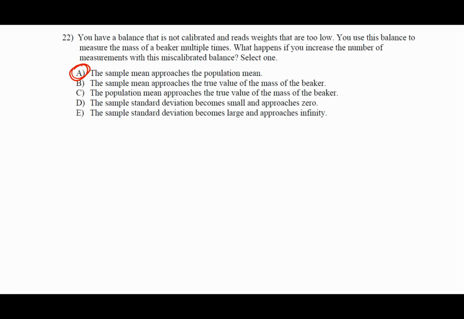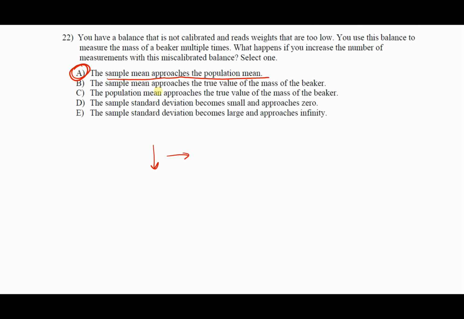Remember, we talked about this with Gal-Godet, with that whole miscalibrated balance. Even though you get an average, if you know what the offset is, you still have good data, and the sample mean approaches the population mean. Even if it's miscalibrated, it goes to the incorrect balance reading, but it will still approach.